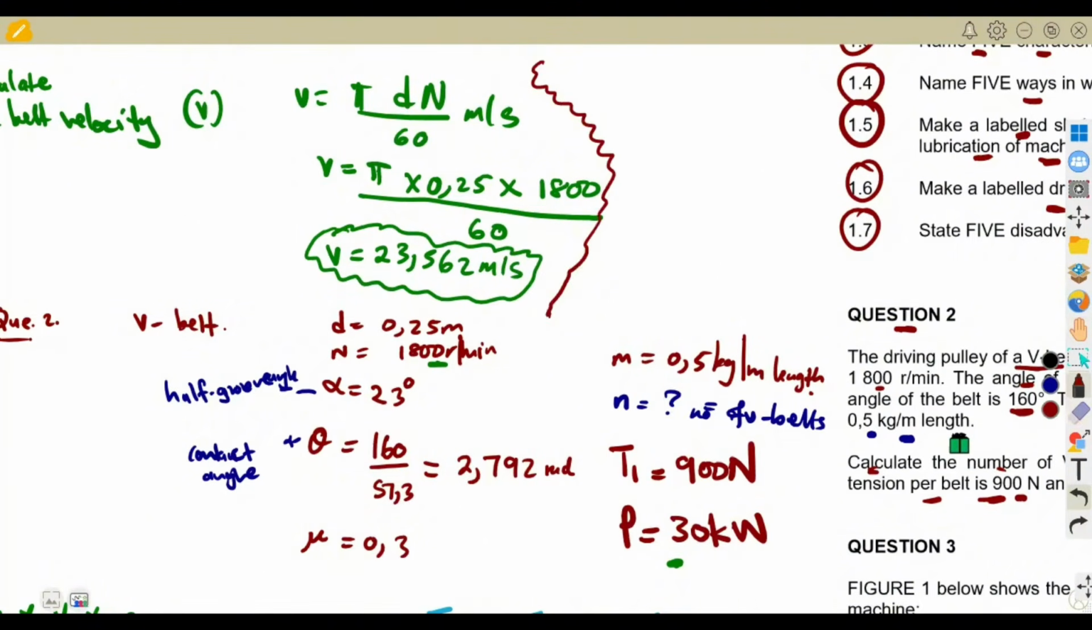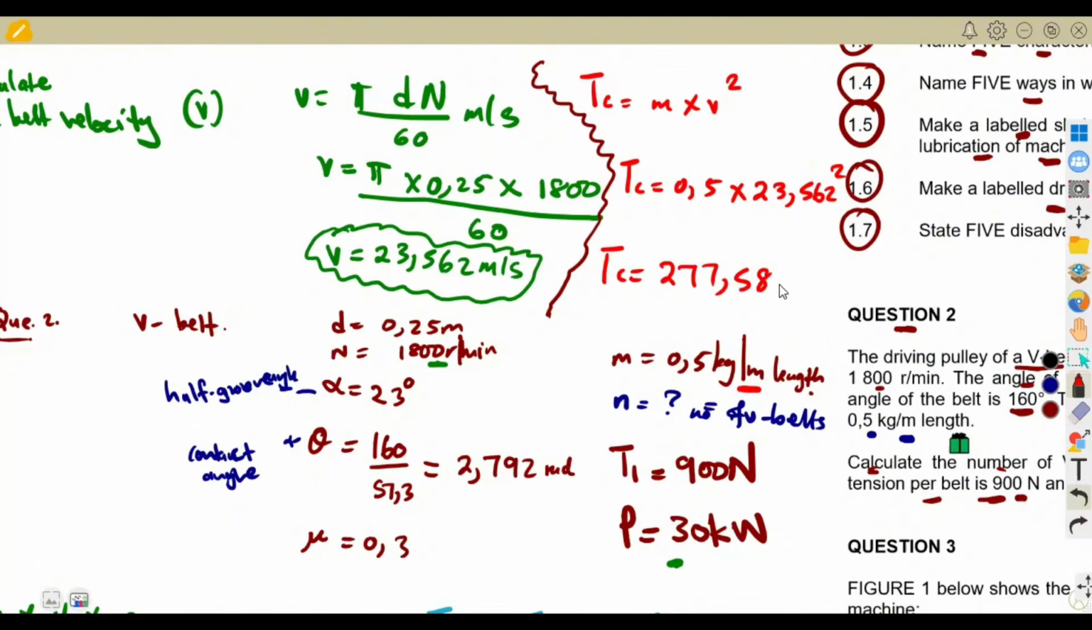Very sorry for this. I'm just going to use this space. So the centrifugal tension, TC, is mass per meter length that we are given times V squared, which is our velocity. So that's TC as the mass per meter length. We are given this, the mass per meter length, 0.5. We calculated the velocity, that's 23.562 squared, V squared. So thus, we are going to have the centrifugal force of 277.584 in Newton. As long as you are given the mass per meter length, you are required to have this. You are supposed to have TC.